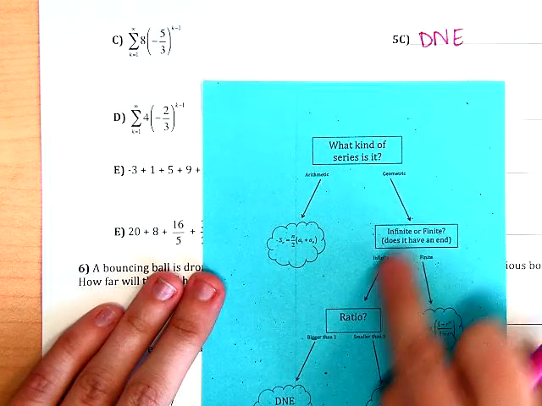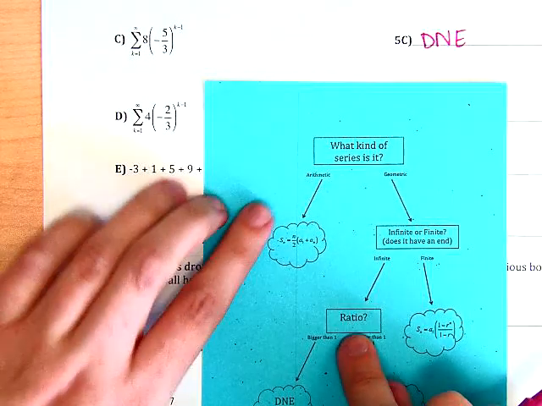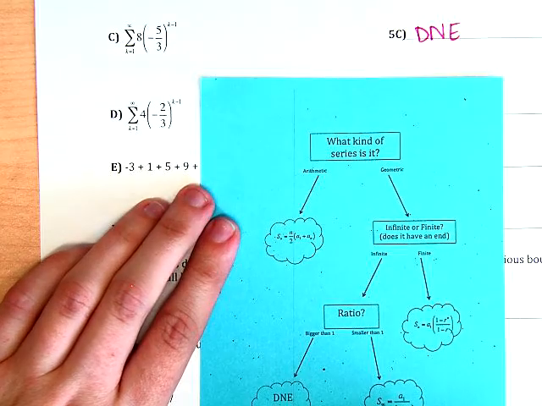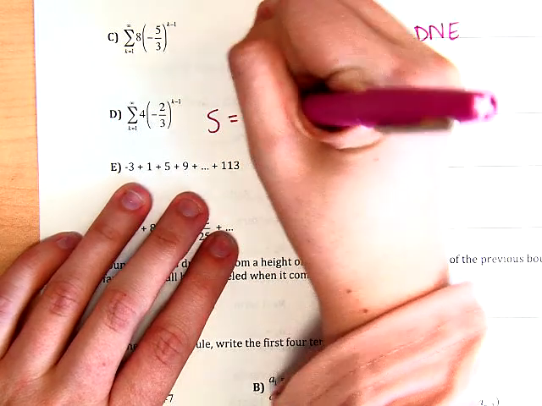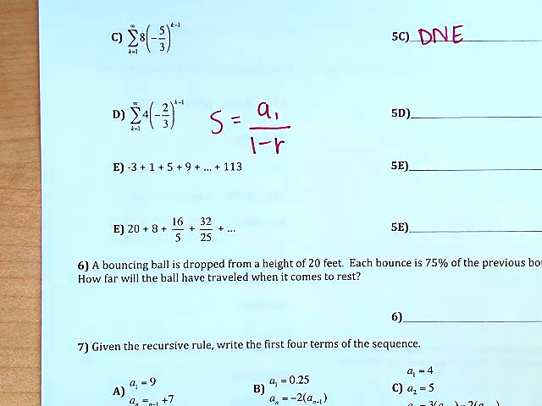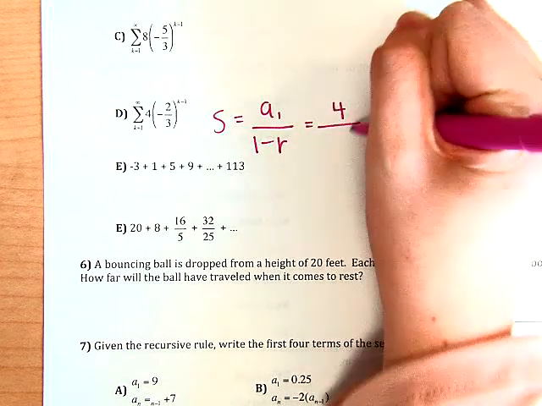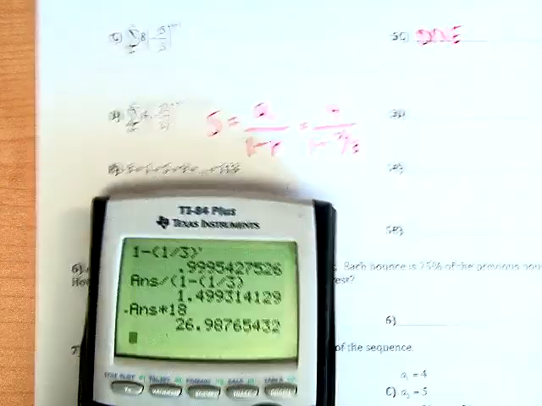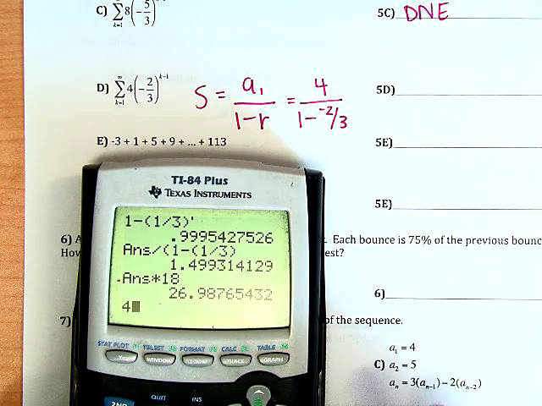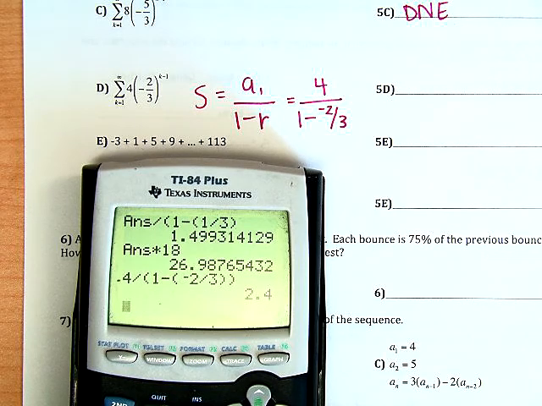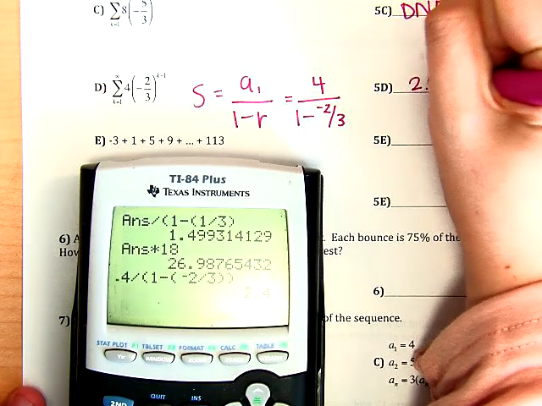Next one is geometric as well. We got infinity on the top again. Was my ratio bigger than 1 or less than 1? 2/3 is less than 1. So I'm going for that sum formula: first term divided by 1 minus my ratio. First term is 4. Ratio is negative 2/3. And then plug that into my calculator. 4 divided by something like that. And I get 2.4.